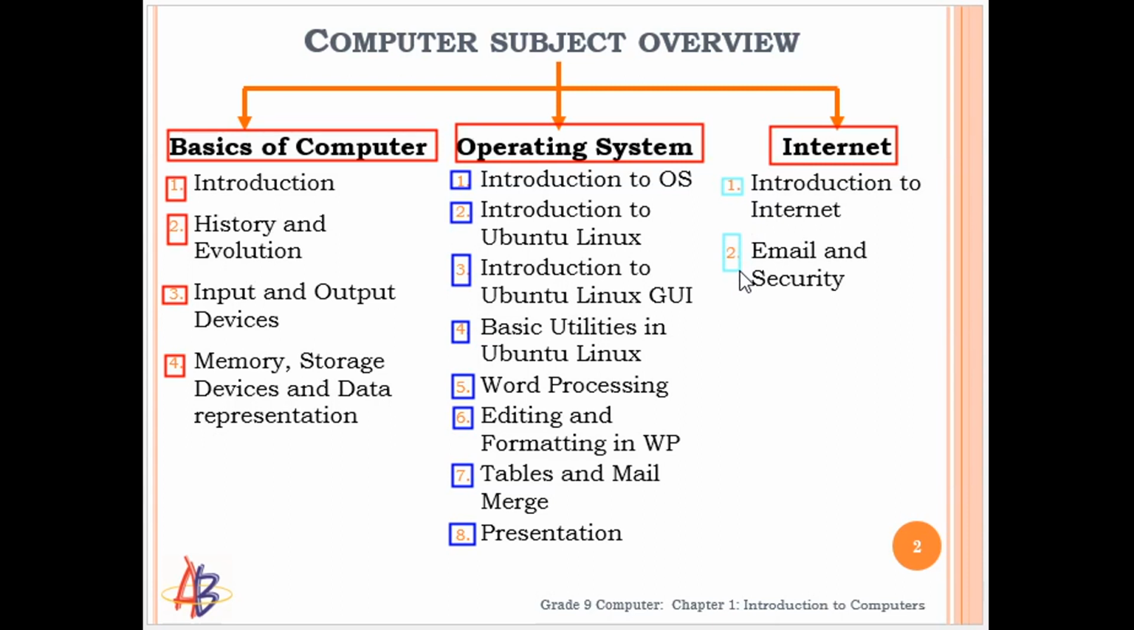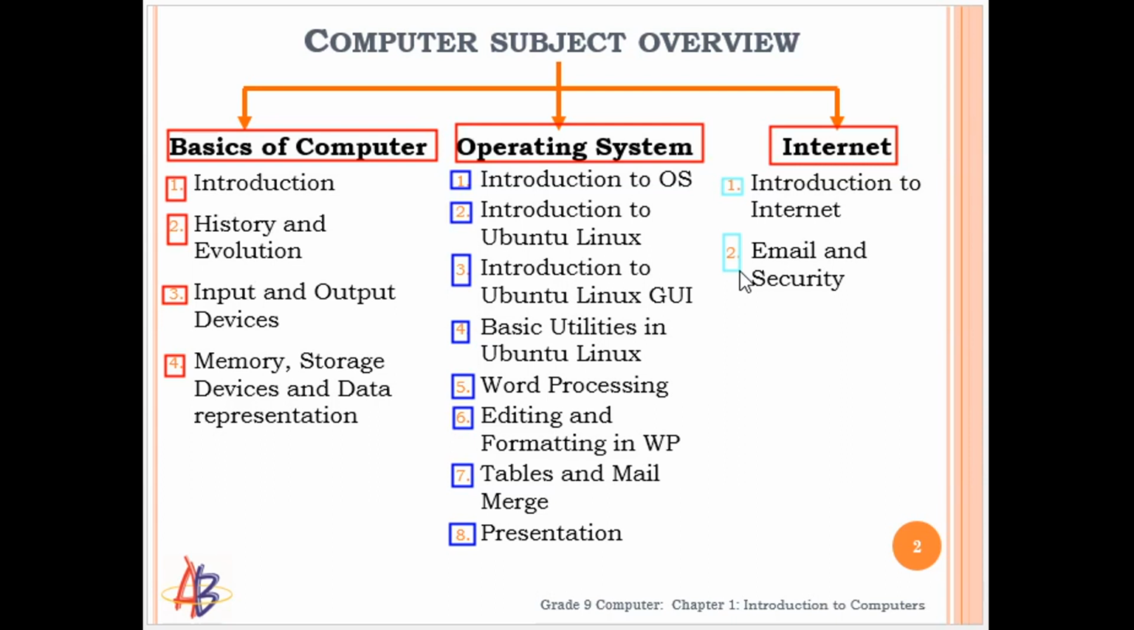So in summary, I can say that the subject computer for standard 9 includes three main parts: basics of computer, operating system, and internet. And in total we will have 14 chapters, and we will study them one by one.